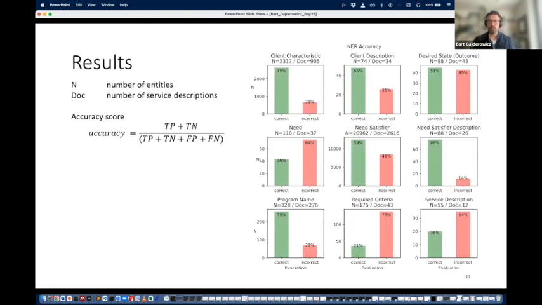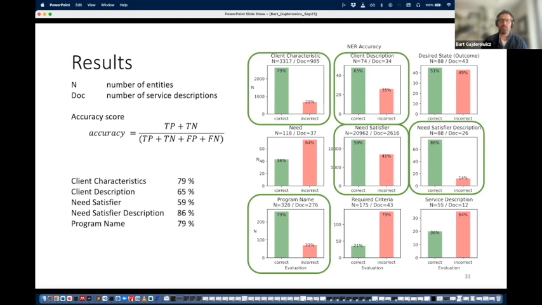And so this actually worked quite well. It worked well for certain concepts and not very well for others. So here I've highlighted the entities that we feel performed better than others. We were able to identify client characteristics, client descriptions, need satisfier descriptions, and program names. We weren't very good at identifying the needs, the desired states, requirement criteria, and descriptions of the service. So while this is better than the off-the-shelf NER models that I showed you before, this still is not broad enough to use towards our main objective, which is generating a set of plans that connects different services to clients.